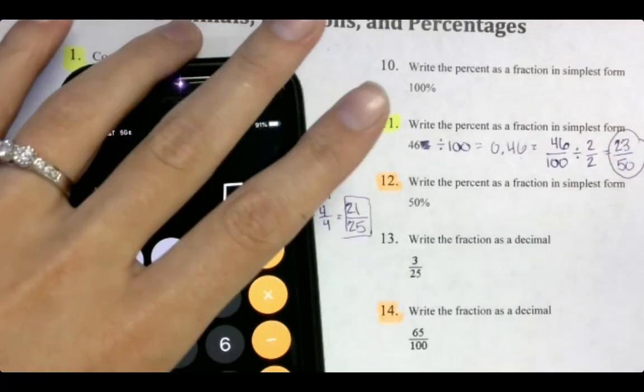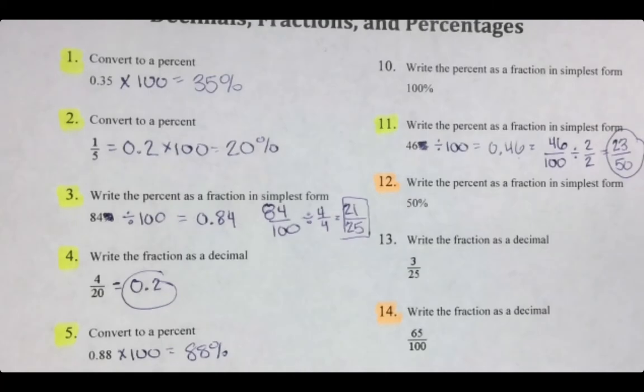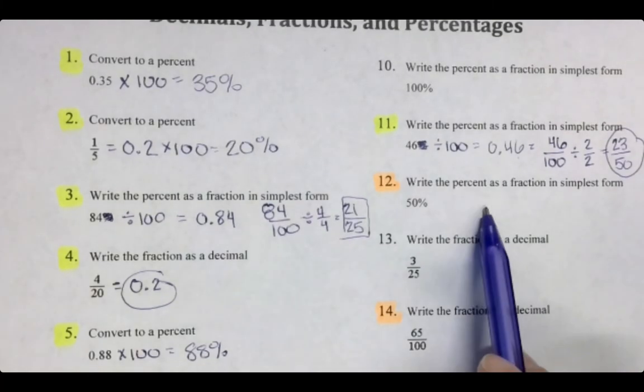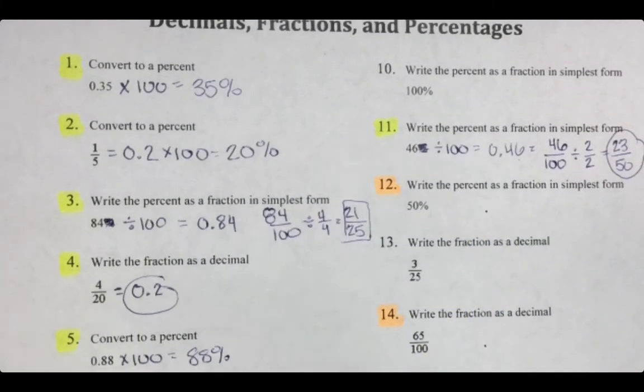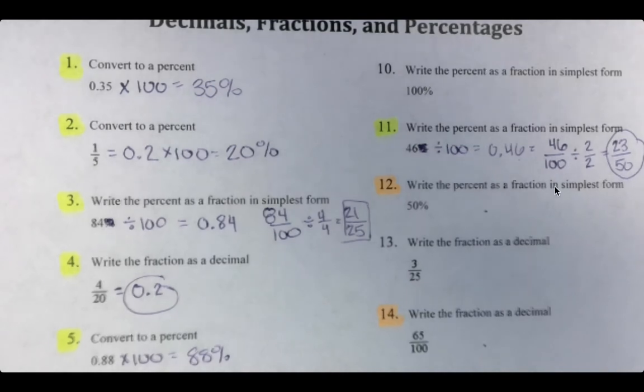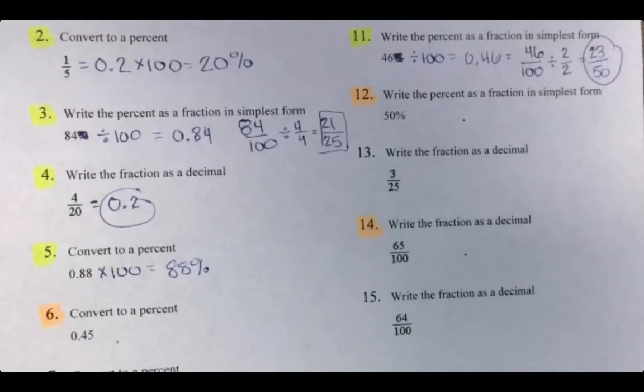All right? What I want you to do is start working on 6, 12, and 14, and we will come back together to answer those. 6, 12, and 14.